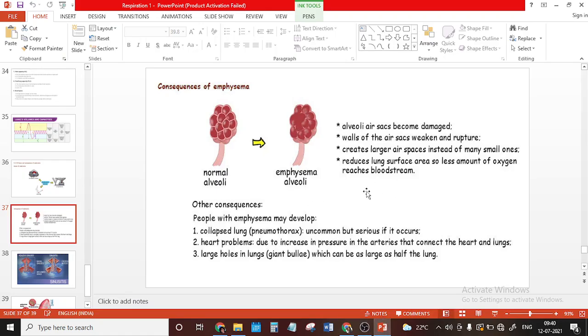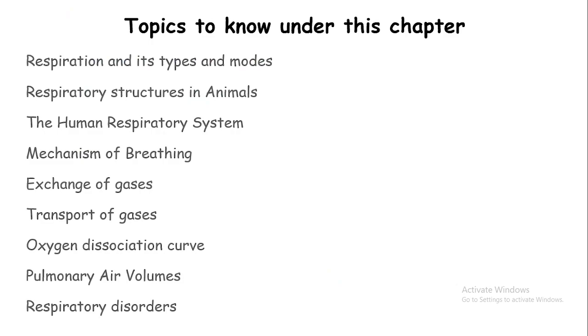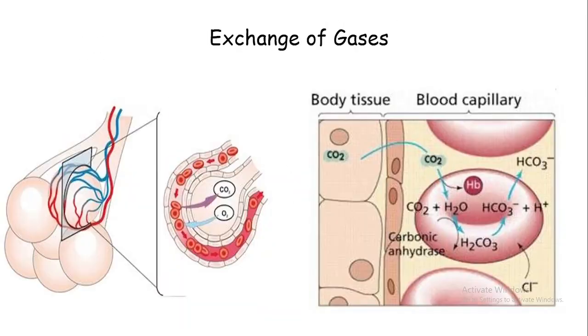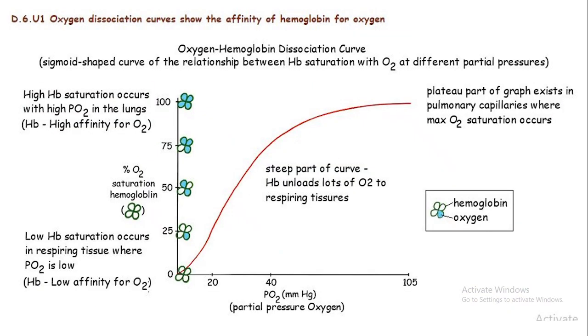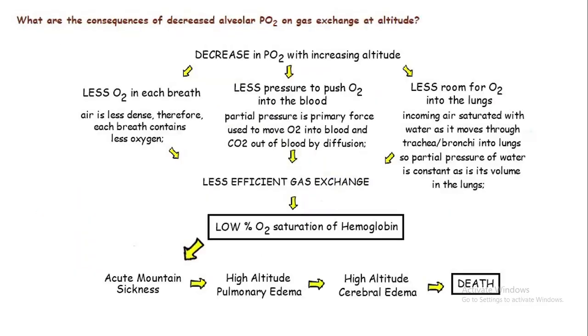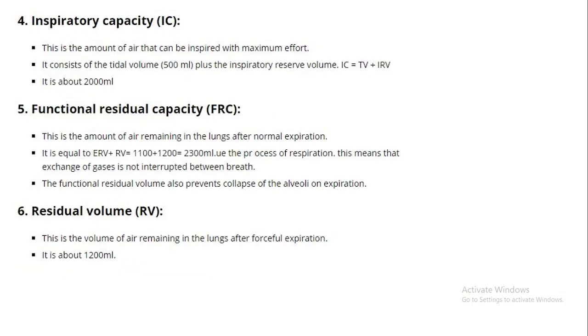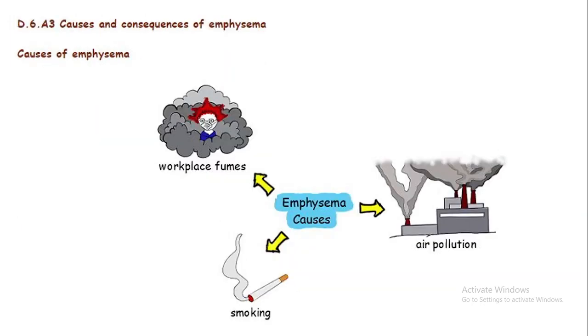As already discussed, we were just looking at the consequences of emphysema. It is a condition where the alveoli of the individual who is exposed to the above mentioned condition undergo damage. Alright, so what are the causes of emphysema? Let's just have a look again. Air pollution, smoking and fumes at the workplace.